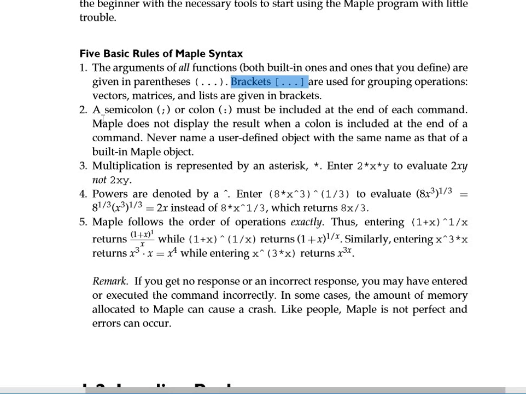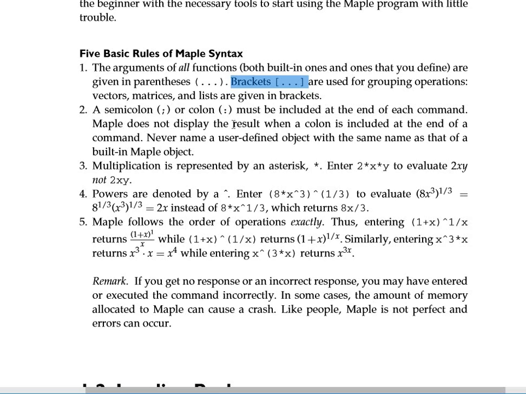Next one is a semicolon or colon must be included at the end of each command. Maple does not display the result when a colon is included at the end of a command. Never name a user defined object with the same name as that of a built-in Maple object. This one is so simple. We should always use the semicolon or colon at the end.